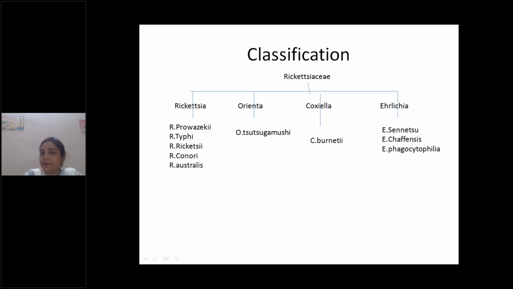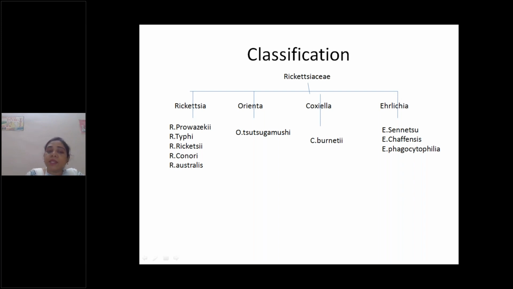We have learned about classification, right? Rickettsia are divided into 4 main groups: Rickettsia, Orientia, Coxiella, and Ehrlichia. Rickettsia consists of the following species: prowazekii, typhi, rickettsii, conorii, and australis. These Rickettsia are mainly responsible for causing the typhus fever group and spotted fever group.